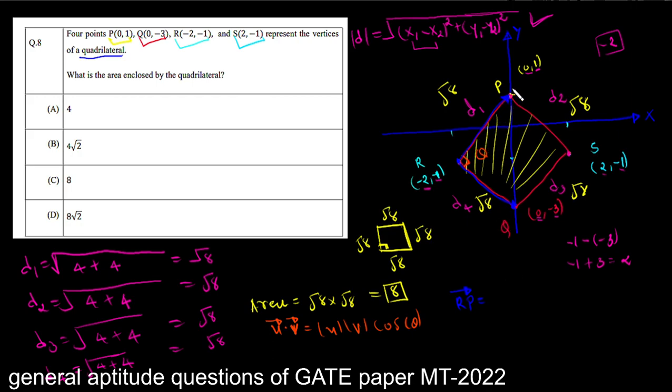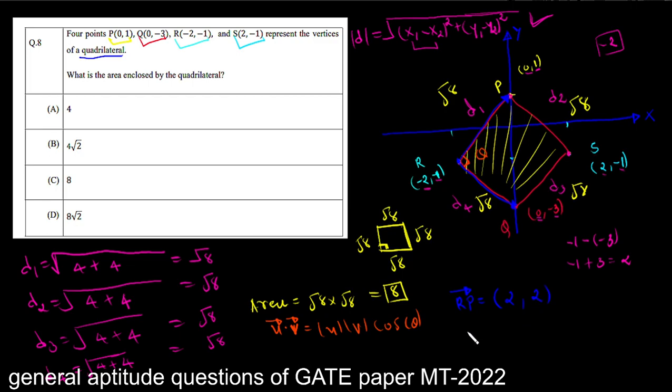Now here we have to subtract the coordinates of this point R from the coordinates of this point P to find this vector RP. Here the coordinate is 0, so we have to subtract negative 2 from 0. So it will turn out to be plus 2. In the same way we have to subtract negative 1 from this one. So again it will be 2.